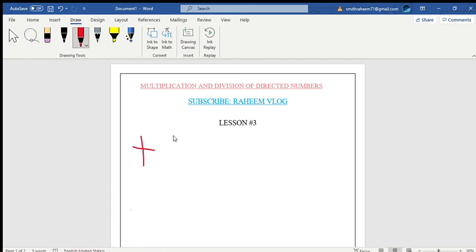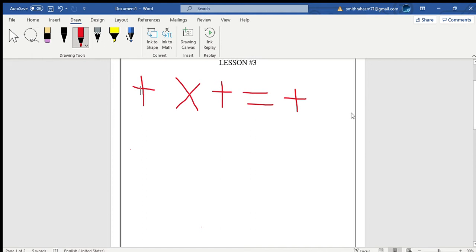So it's positive multiplied by a positive equals positive. Okay, so that's the first rule. And negative multiplied by a negative equals positive.